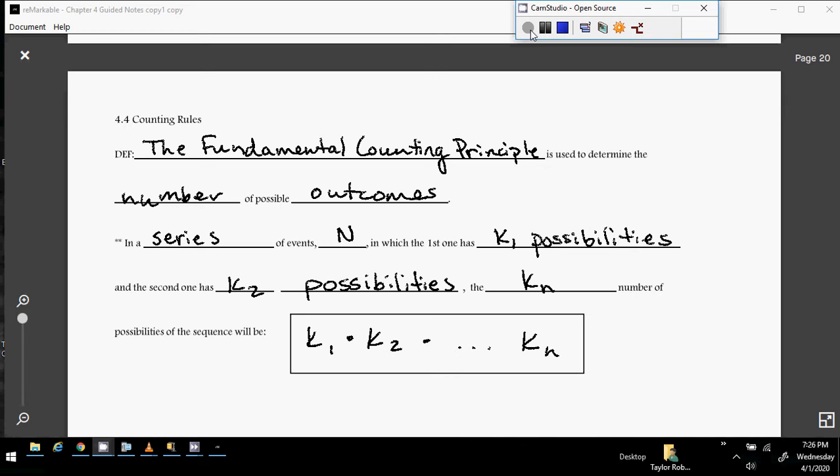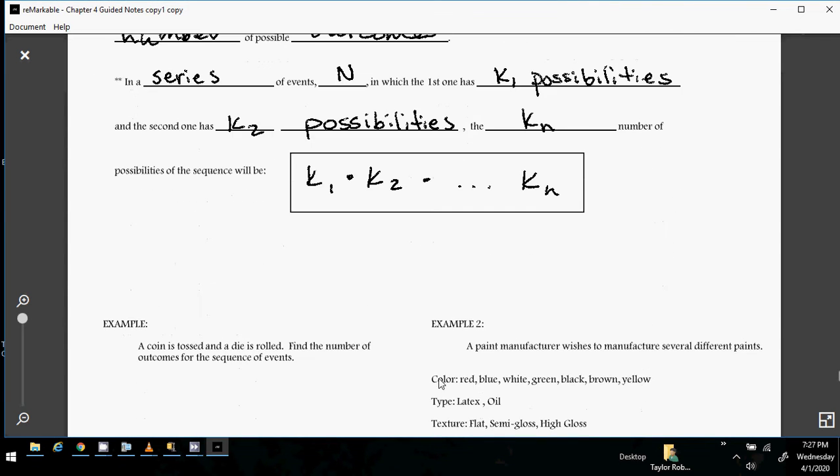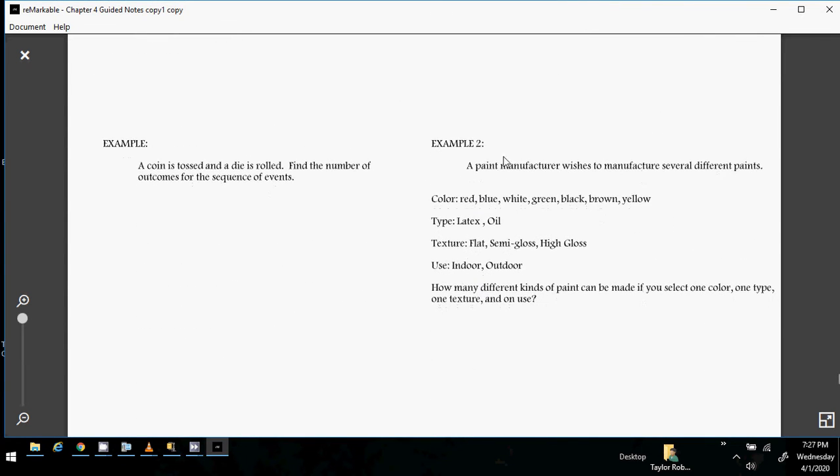The first part is the fundamental counting principle, and really what this says is if we have multiple different things that we're looking at, events, then you can multiply their possibilities together to get your total number of possibilities. Okay, so the easiest way just to do this is to look at the examples.